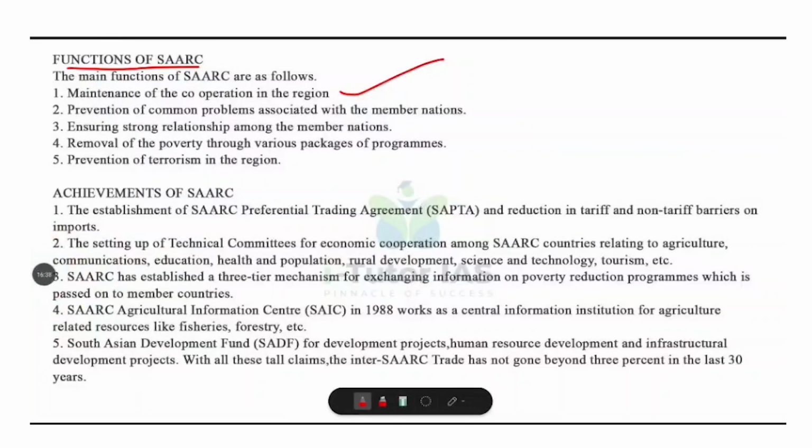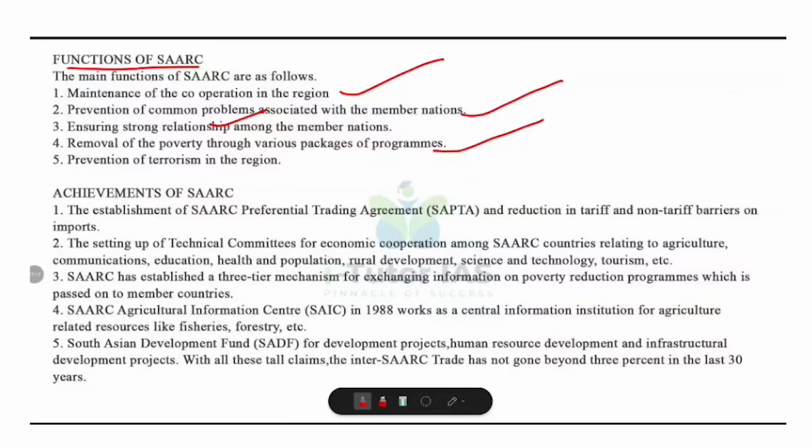Then, second one, preventing and addressing common problems. SAARC focuses on solving regional challenges such as poverty, illiteracy, environmental degradation and natural disasters. Then, ensuring strong relationships among member nations. It strengthens ties through regular summits, dialogue and cultural exchanges. Then, removing poverty through developmental programs. SAARC runs projects to improve living standards and promote inclusive growth. For example, SAARC Development Fund supports poverty reduction initiatives.